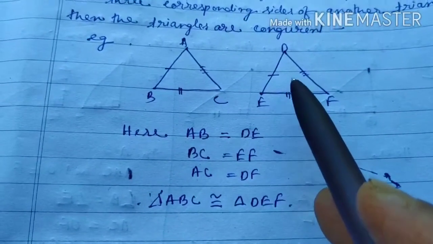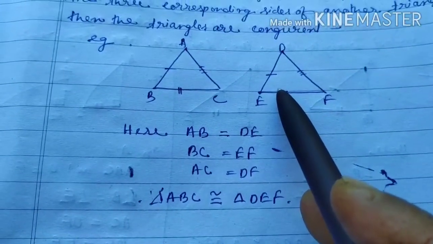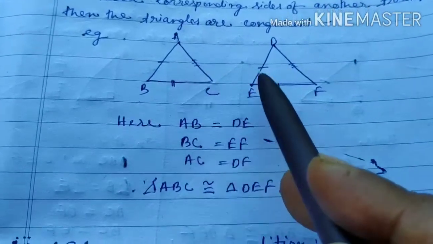Another triangle's corresponding sides are equal, then the two triangles are congruent, according to SSS.